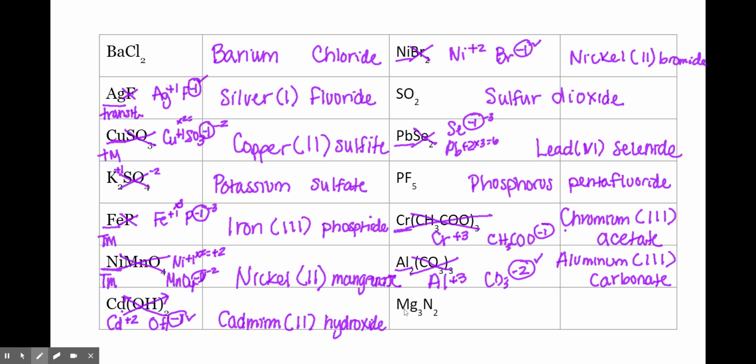Okay. Last one, we have Mg and then N. Magnesium is all the way on the left-hand side of the periodic table. It is a representative element. So this is magnesium nitride.